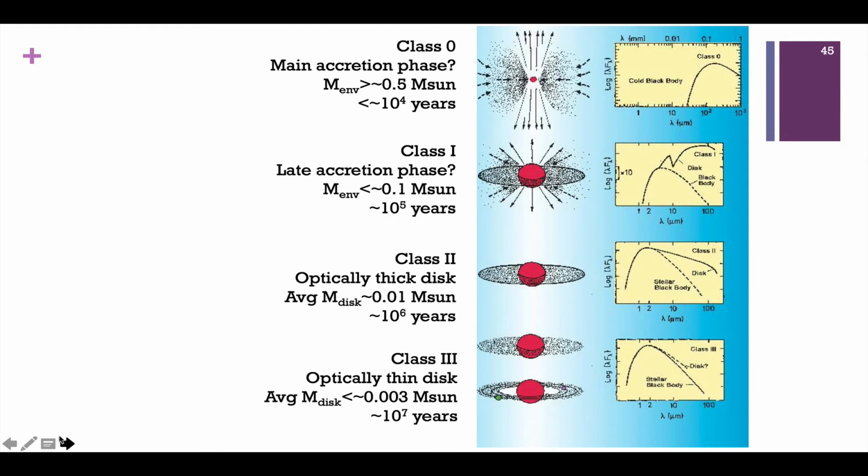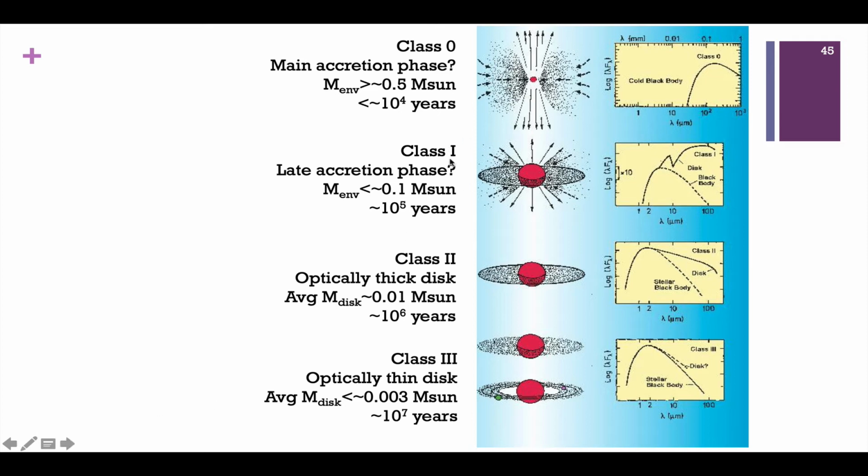Here are the important bits. The earliest phase is called class 0, sometimes called stage 0. This is the part where the young star is probably accreting most of its mass. The central mass is relatively small. The envelope still has an awful lot of mass that will eventually become part of the star. The spectral energy distribution is basically just the cocoon. The cocoon has intercepted pretty much all the light from the central object, and so it's reprocessing it and emitting it as a cold black body.